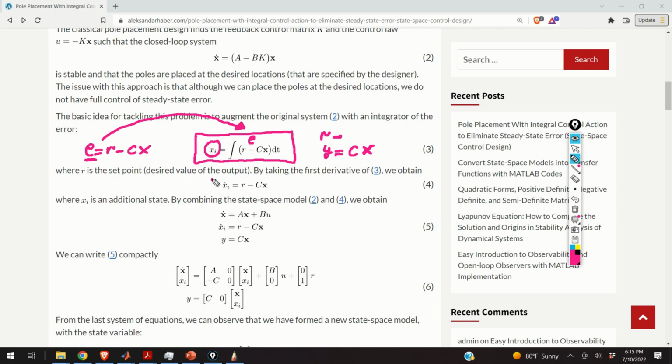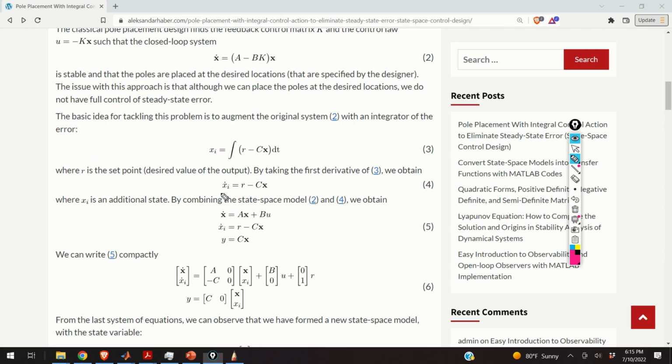Now, if we differentiate this equation, we obtain equation number 4. Now, if we go further and combine this equation with our original state space model, we obtain something like this. So this is our augmented system, and we can write this system compactly like this. And what did we achieve by doing this? This is our new state vector. So besides the original states, we have another state in the system, and that's our xi coming from the integral action of the system.